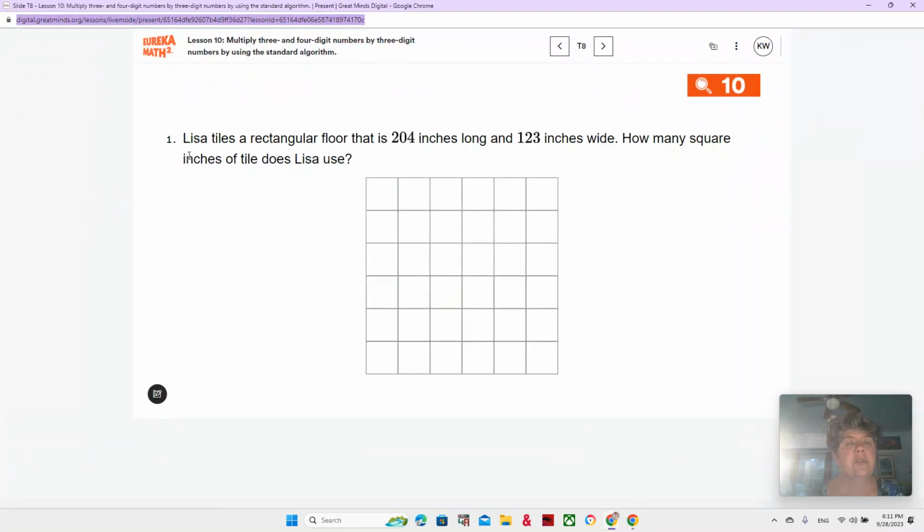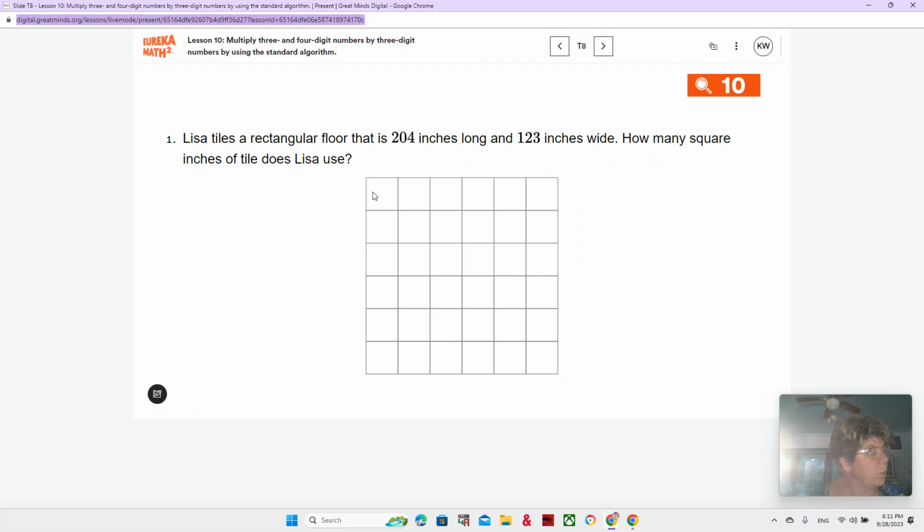Awesome job. So, my friend Lisa tiles a rectangular floor that is 204 inches long and 123 inches wide. Okay, so you can imagine this is a floor and she's going to put some tiles on it. How many square inches of tile does Lisa use?